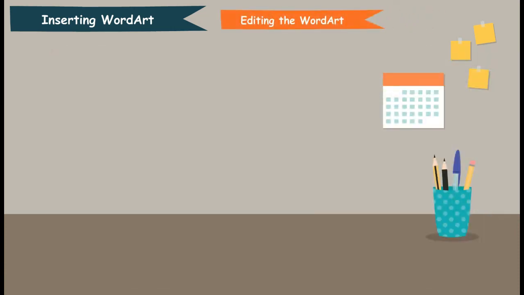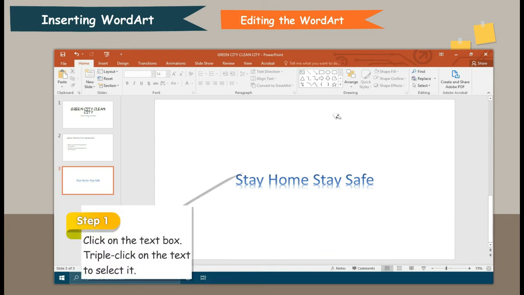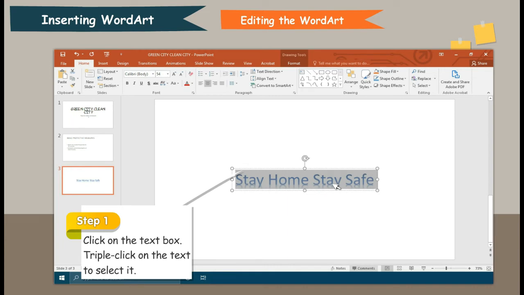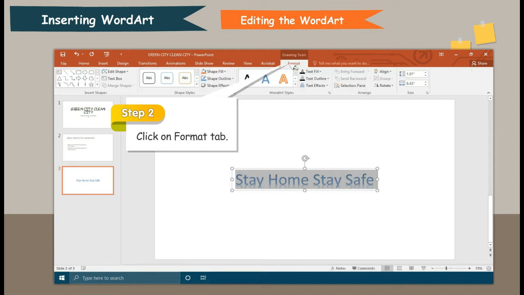Editing the WordArt. If you want to change or edit the WordArt, follow the given steps. Step 1. Click on the text box. Triple-click on the text to select it. Step 2. Click on Format tab.